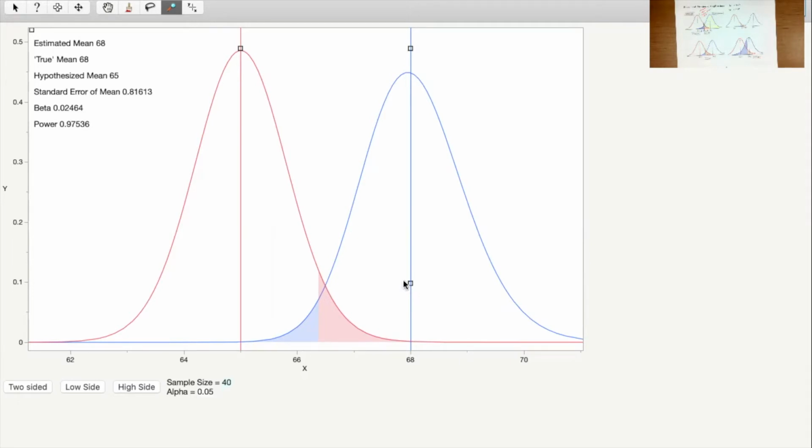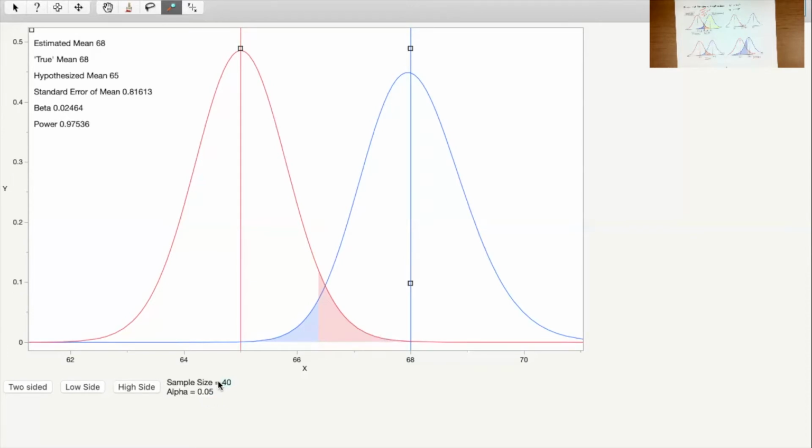But that doesn't matter because the idea with power is you're going to do a power and sample size calibration before you actually collect the data. So you are figuring out the power of your test and your sample size, so we don't really have data to estimate the mean yet. Again, here is our hypothesized mean, this red distribution, and our true mean is the blue. This blue area right here, the shaded blue, is going to represent our type 2 error, and this red area is representing our alpha of 0.05.